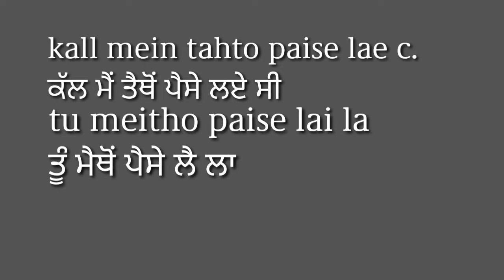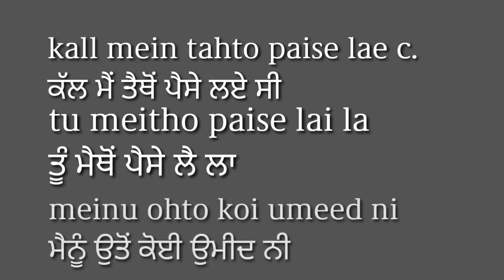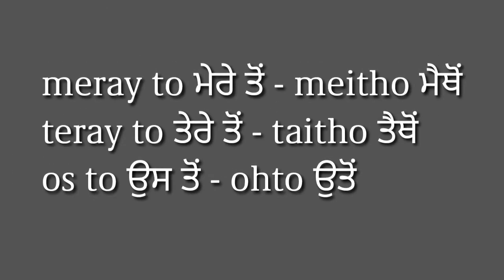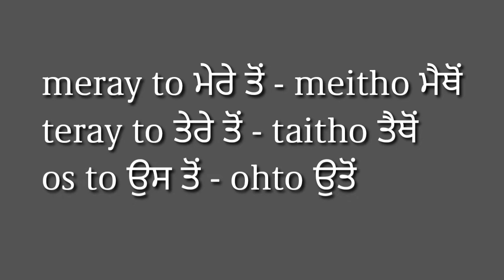And the third example, मैनू उस तो कोई उम्मीद नहीं है. In colloquial Punjabi it's going to be मैनू ओ तो कोई उम्मीद नहीं, alright? It means I don't have any hope from him. So you can see mere to becomes maithon in colloquial Punjabi, tere to becomes tethon, os to becomes oton, alright? And onaton, which means from them, stays the same. It doesn't change. So I want you to take notes from these, because these are very important.